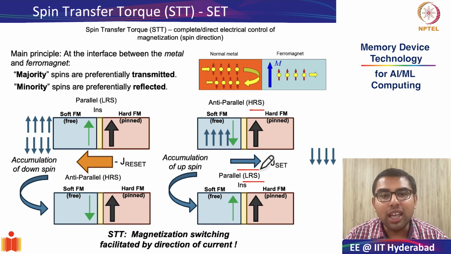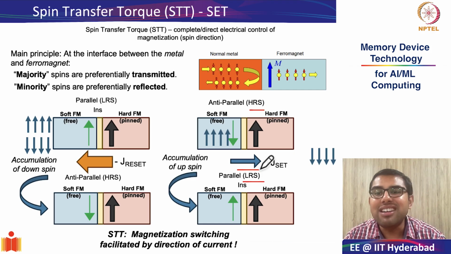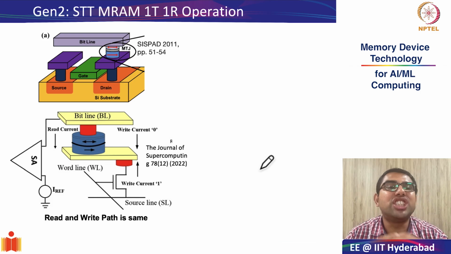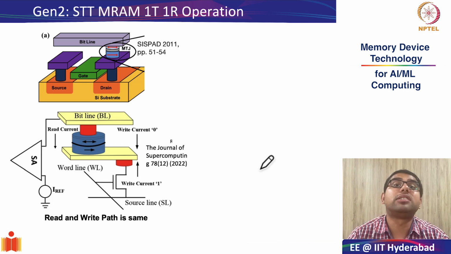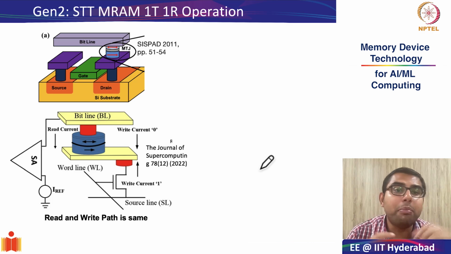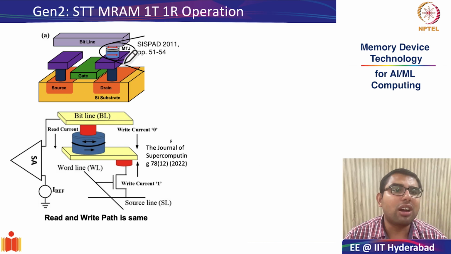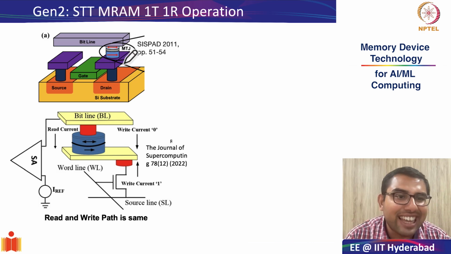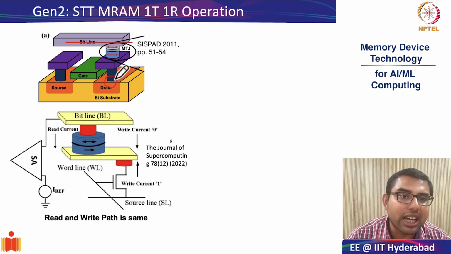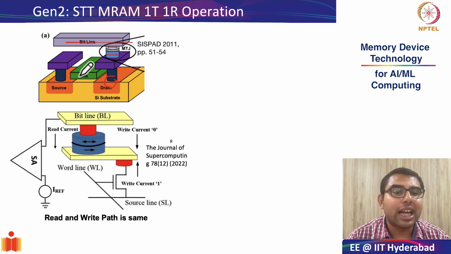Okay, so with this concept of spin transfer torque, we got our second generation of MRAM, which is called the STT MRAM or the spin transfer torque MRAM. Here I have represented the STT MRAM in the 1T 1R configuration. So we have looked at 1T 1R configuration several times, so I will not repeat it again. As you know, the bit line is connected to one of the ends. The drain is connected to the other end of the magnetic tunnel junction, whereas the gate serves as the word line.